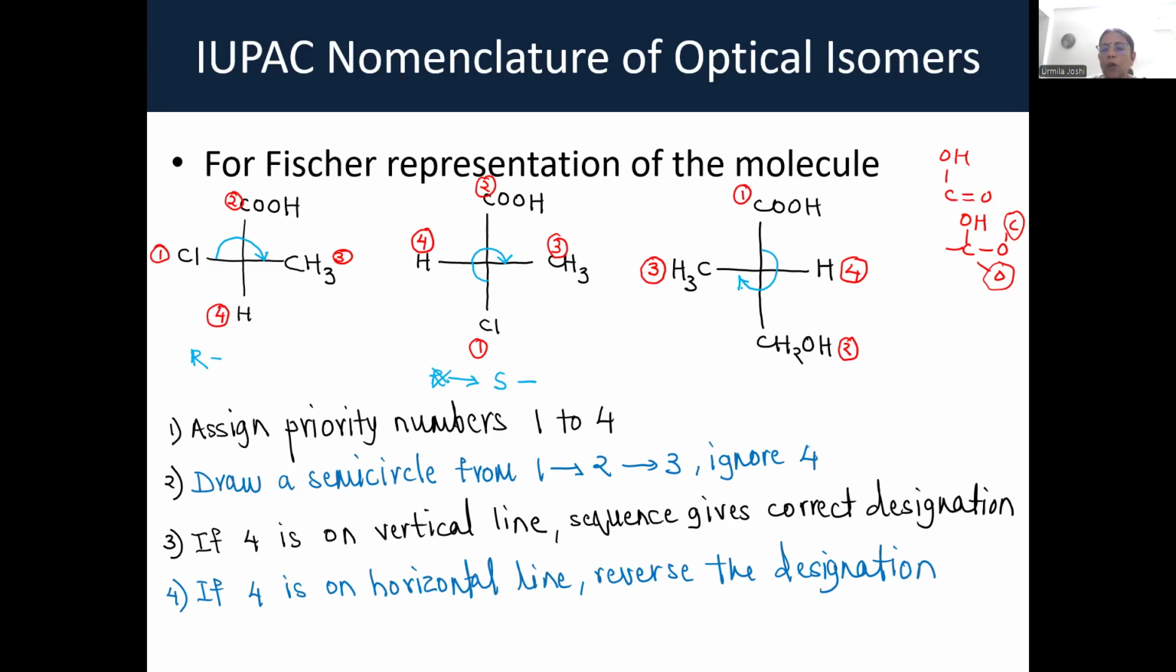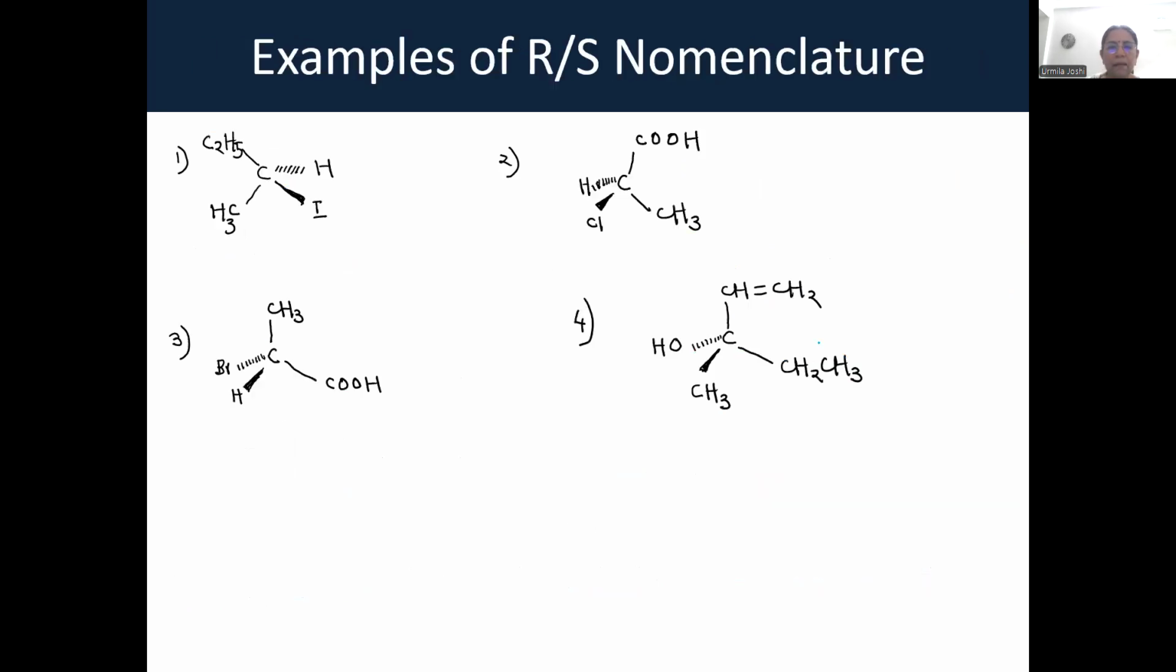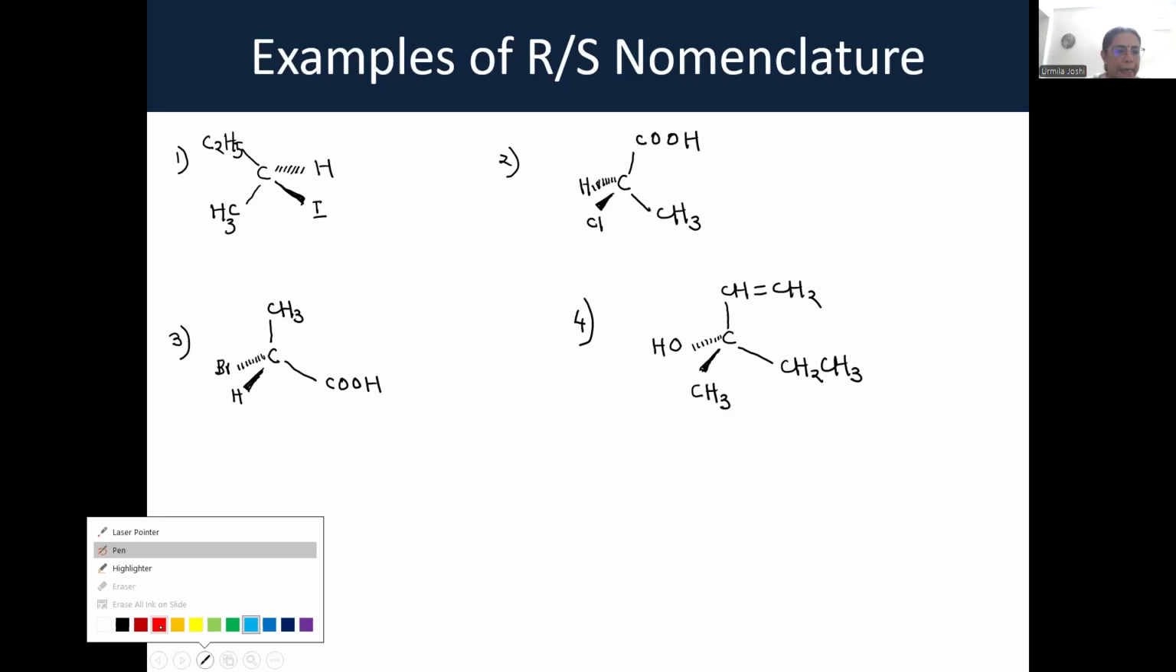Now, this is clockwise, right? This is clockwise, so R, but since the H is on the horizontal line, the actual designation is S. Clear? We will solve 4 more in this lecture and then we will end the lecture. Any difficulties that you have, you can mail to me on the mail ID that is given on the first slide. So let us try to solve these 4 before I end the lecture.